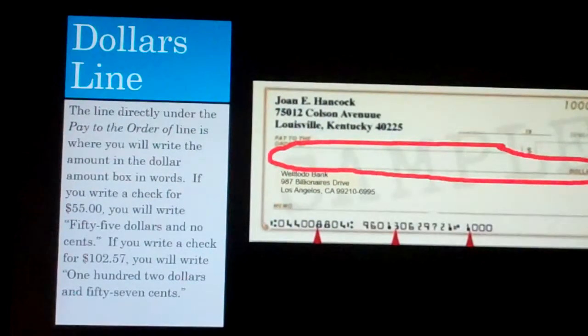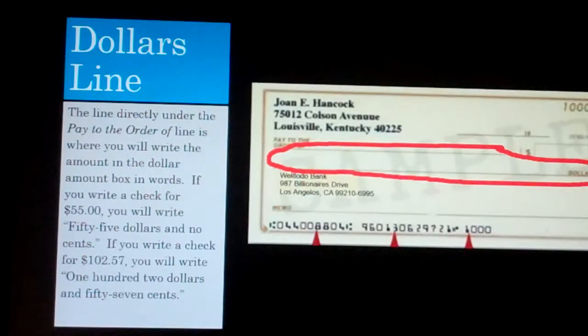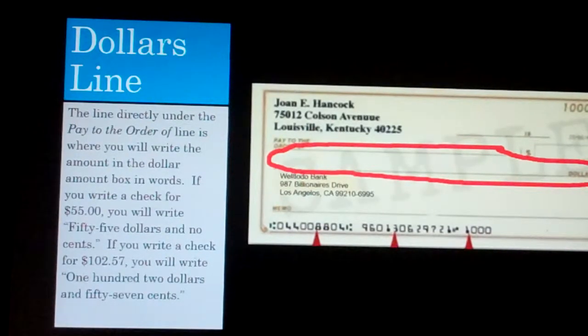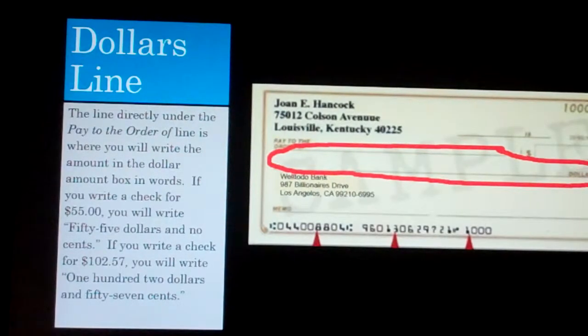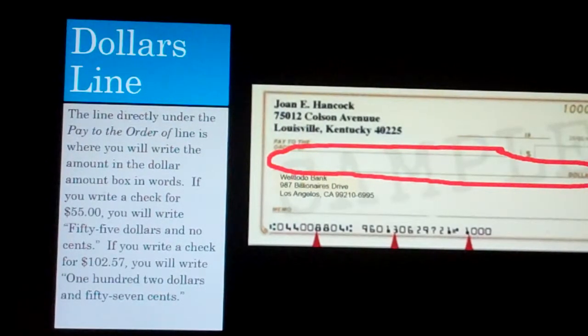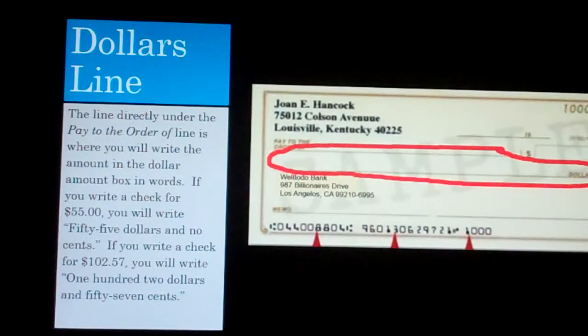Dollars line. The line directly under the pay to the order of line is where you will write the amount in the dollar amount box in words. If you write a check for $55, you will write in text fifty-five and no cents. If you write a check for $102.57, you will write one hundred two and 57 over 100.